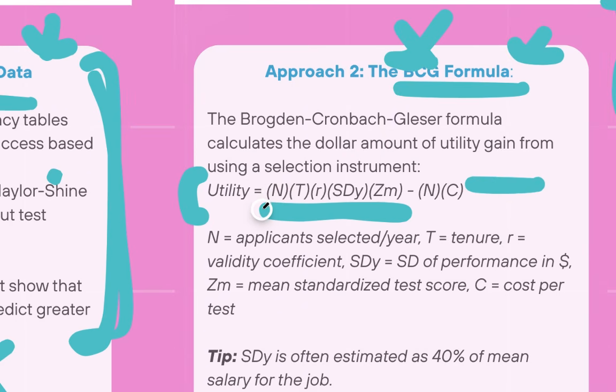We have our R value as well. We can calculate that. Remember? So katong reliability coefficient. But this is the standard deviation of performance in dollars. How can you estimate that? How can you estimate how a performance would cost in dollars?